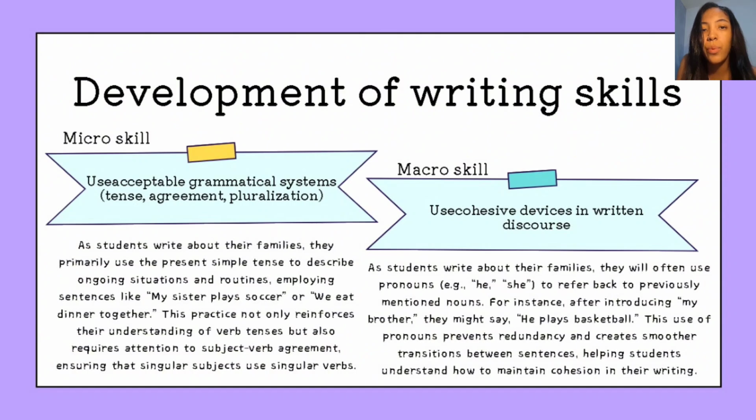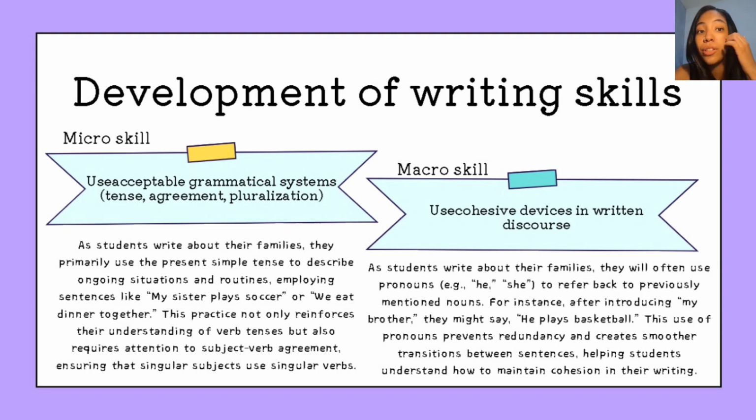Next, with writing skills, we have as a micro skill to use acceptable grammatical systems: tense, agreement, and pluralization. As students write about their families, they primarily use the present simple tense to describe ongoing situations and routines, employing sentences like my sister plays soccer or we eat dinner together. This practice not only reinforces their understanding of verb tenses, but also requires attention to subject-verb agreement, ensuring that singular subjects use singular verbs. For example, my brother is a student, while plural subjects require plural verbs. For example, my parents are teachers.